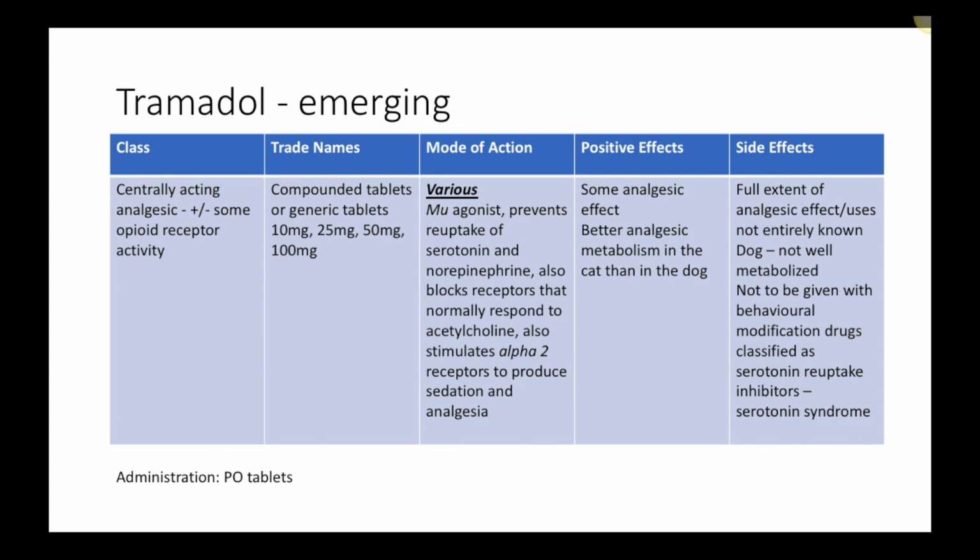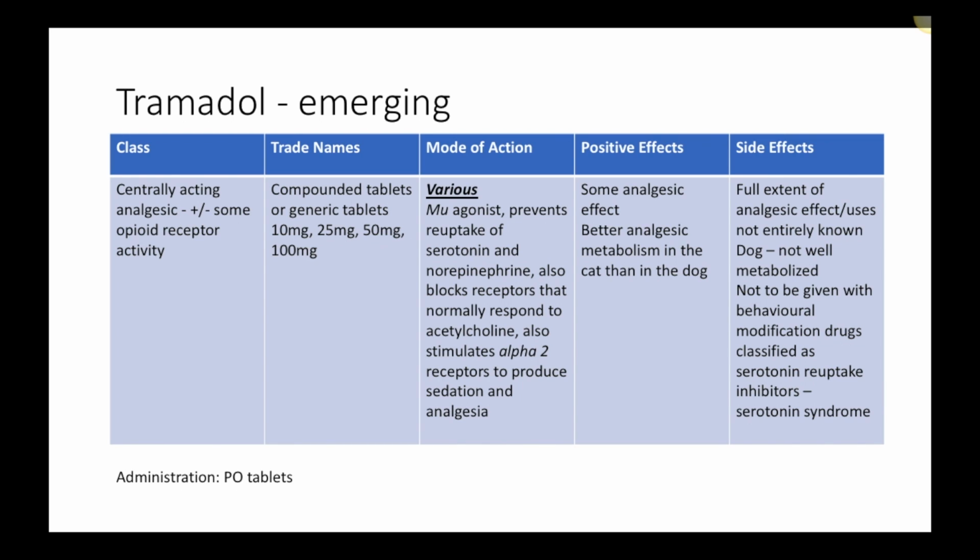So then we have Tramadol, which is sort of emerging. They're trying to figure out what Tramadol is really good for. They use it in people a lot. They often use Tramacet, which is Tramadol combined with acetaminophen. So Tramadol is kind of weird. It's a centrally acting analgesic plus or minus some opioid receptor activity. So it doesn't work in the same ways that hydromorphone or butorphanol or even buprenorphine work. It actually works on the central nervous system. And it actually has a ton of different methods of action, to be honest.